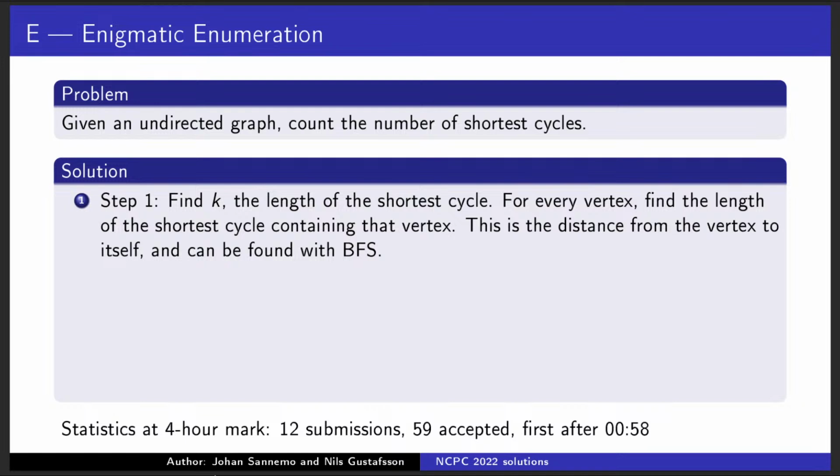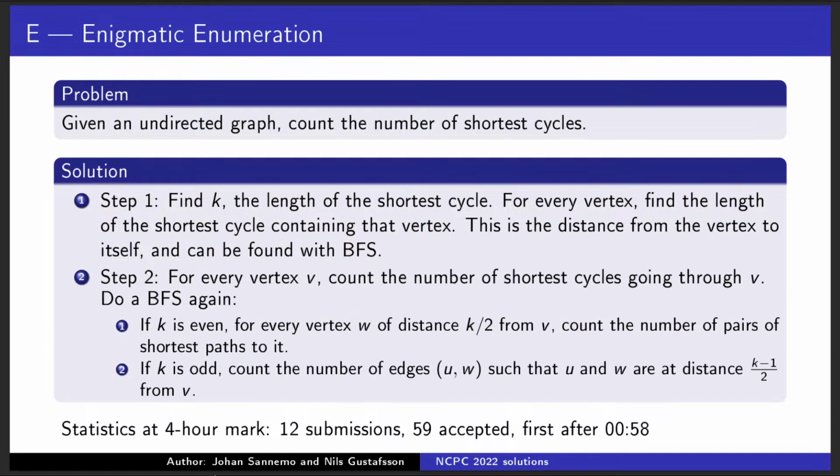Now you might not implement it as if it was a shortest path problem quite, I mean, I did it with BFS, but that's kind of what it is. So you do a BFS to find the shortest path from every vertex to itself. You take the minimum of this. That's the shortest cycle. So once you've done that, we want to count the number of shortest cycles.